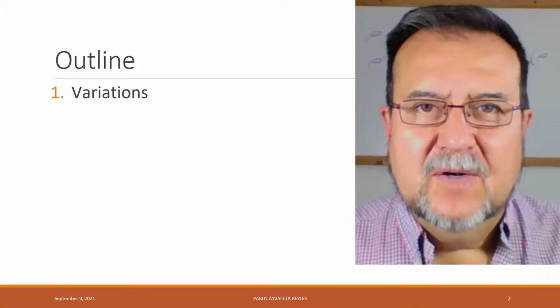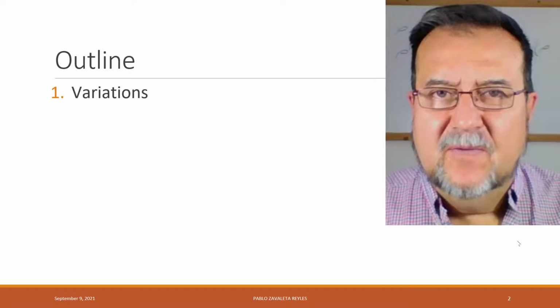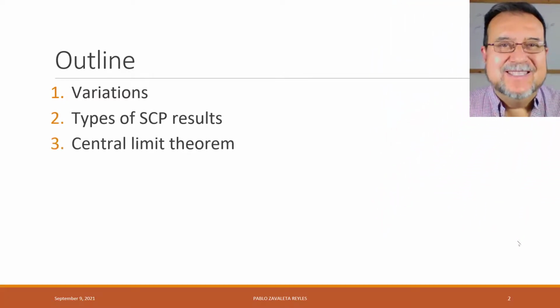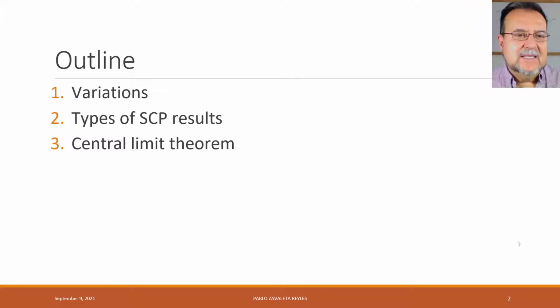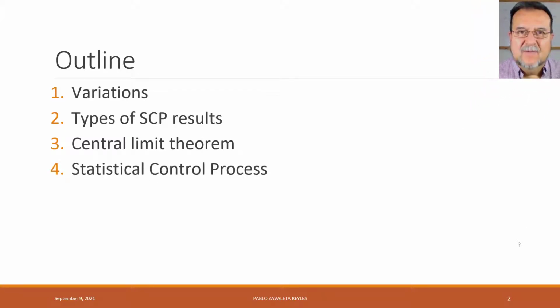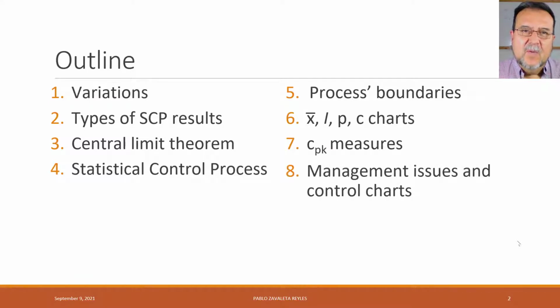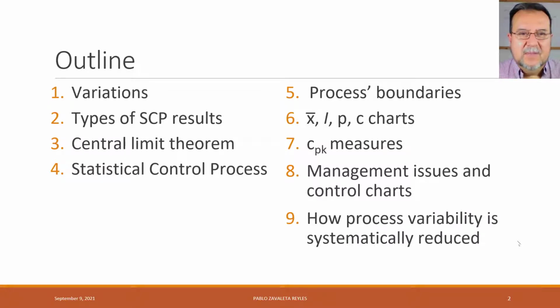Our outline for this session covers variations, types of the statistical control processes results, the central limit theorem, the statistical control process itself, what it is, and then we go on to the process boundaries, the different types of charts, some measures, the CPK measures, and finally we will go to the management issues and control charts, and to close with how process variability is systematically reduced.